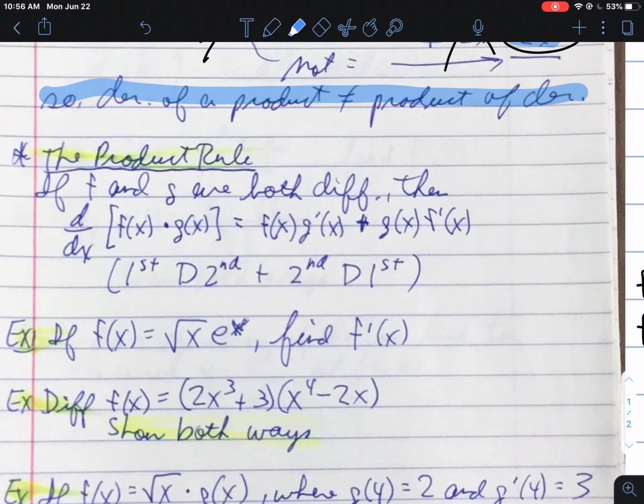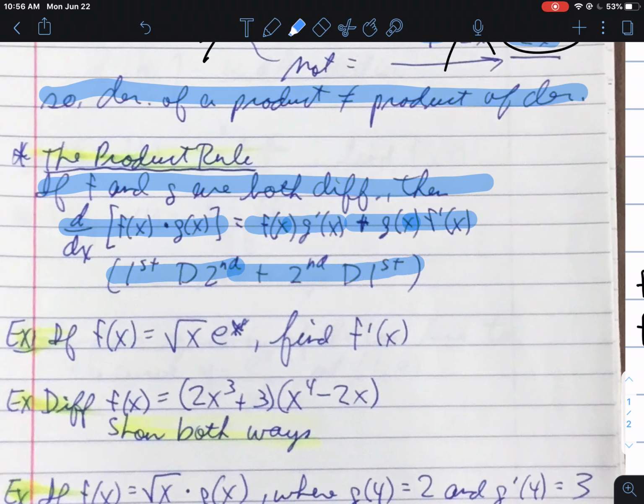And what the product rule says is that if I have two differentiable functions, f and g, then the derivative of their product, f times g, is equal to the first function, f, times the derivative of the second function, so we'll call it g prime, plus the second function, g, times the derivative of the first function, call it f prime. And of course, there are different notations that can be used for all this stuff, but I think the easiest way to remember the product rule is this: to differentiate the product of two functions, I take the first times the derivative of the second plus the second times the derivative of the first.